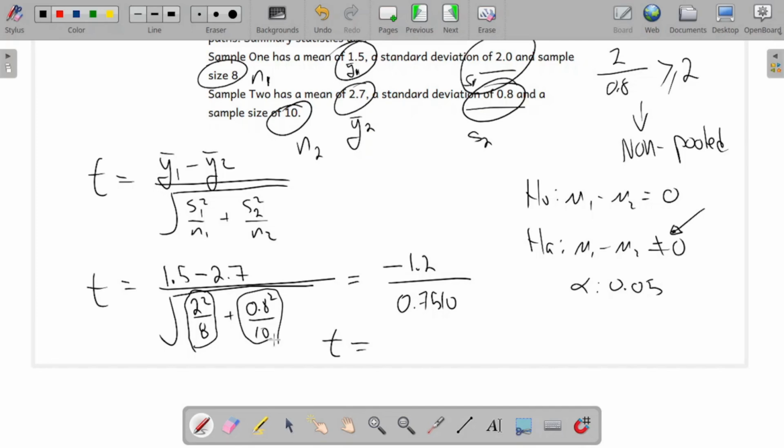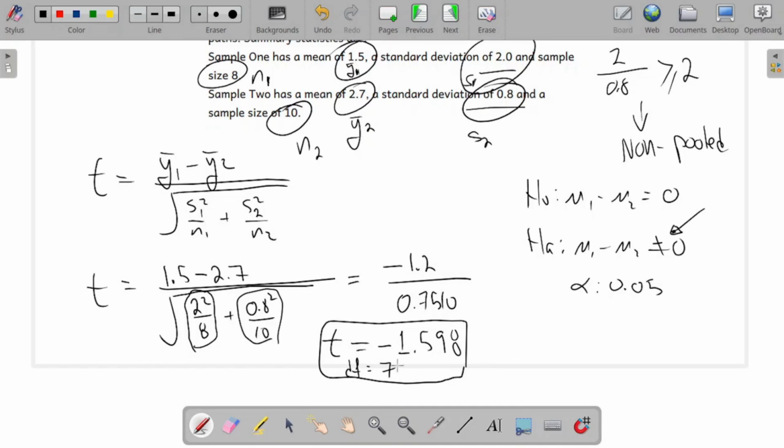So now we'll do negative 1.2 divided by our standard error, and our test statistic then is negative 1.59, and we're going to round that last number to an 8. There we go. This is our test statistic, and it is on 7 degrees of freedom.